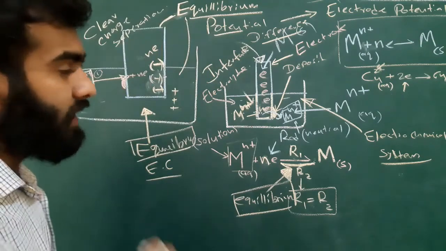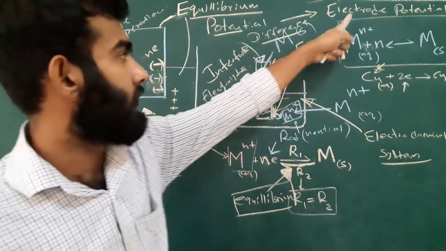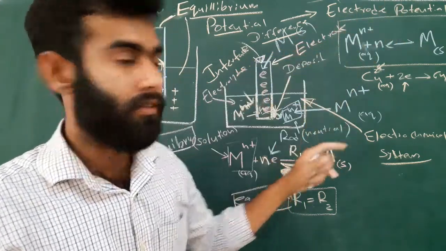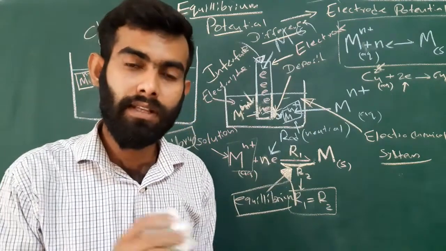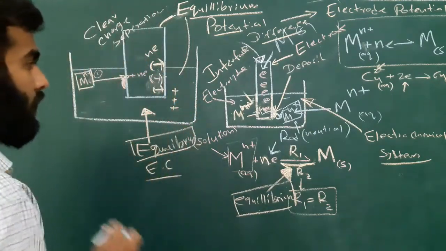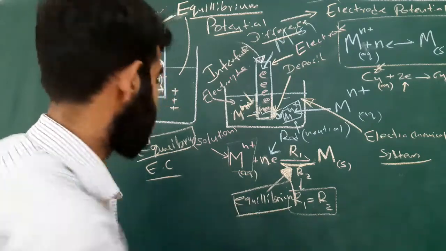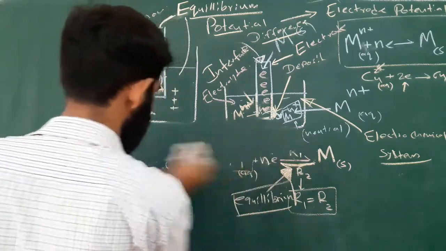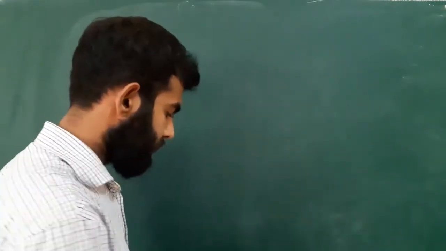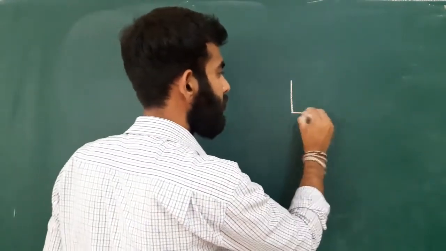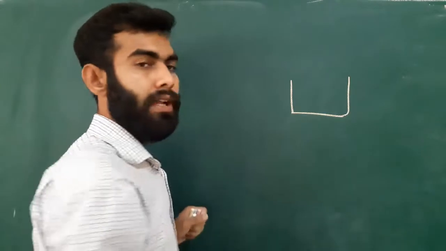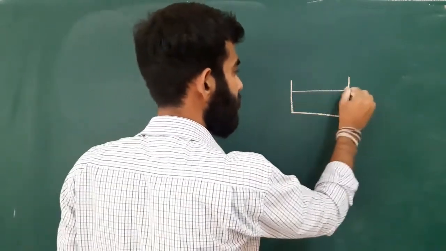Okay, these are the basic theories of electrode potential. This is how the electrode potential is formed. Okay, now how can we measure this electrode potential? That's the next thing. Let's go to that theory. Okay, now we know what an electrode potential is.